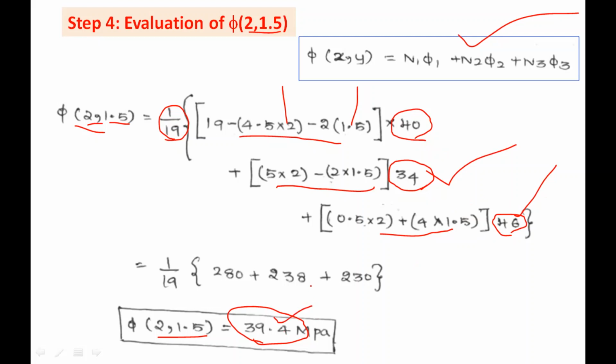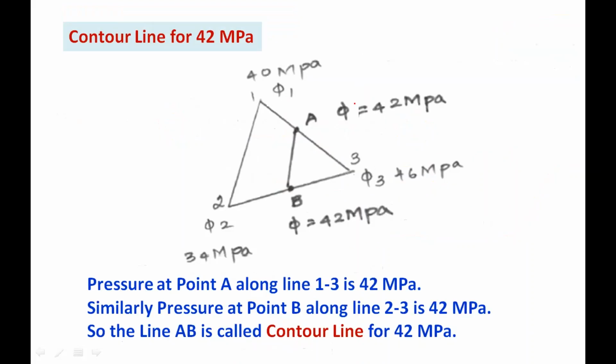Now we will go to the second part: the contour line for 42 megapascal. The same procedure we have to follow. Along the line 1 2, pressure is varying from 34 to 40, so we don't get any point here for 42 megapascal. Along line 1 3 we have a point A at which the pressure is 42, because pressure is varying from 40 to 46. So you may get one point A here.